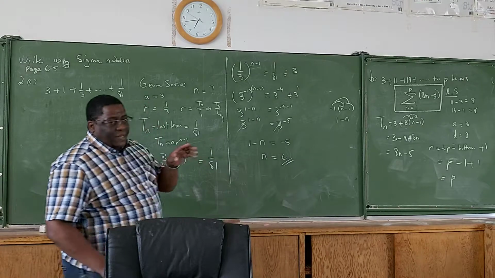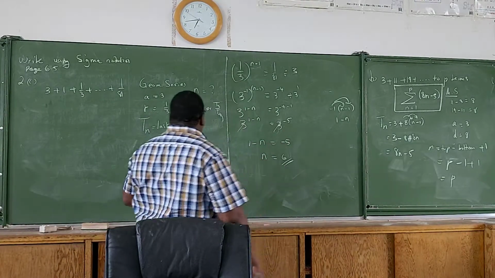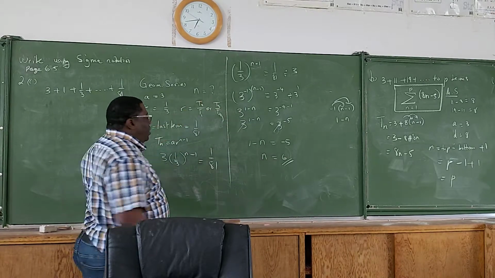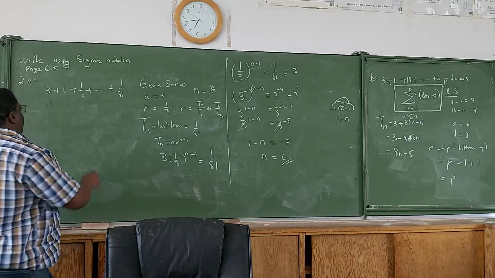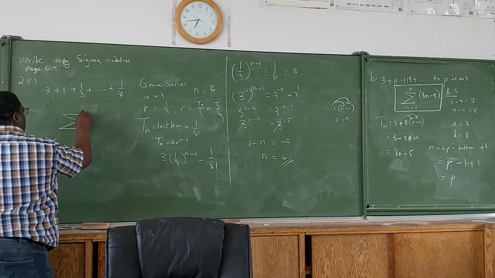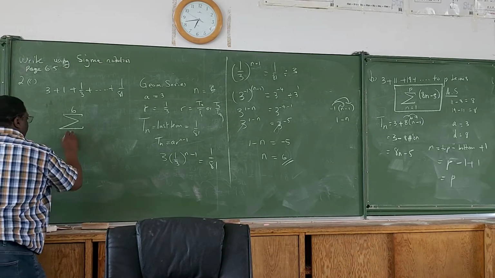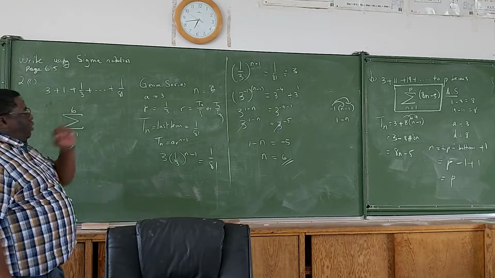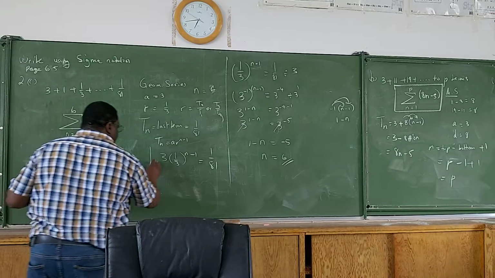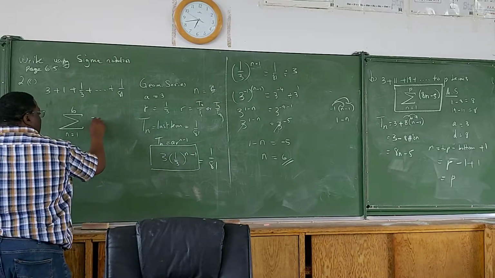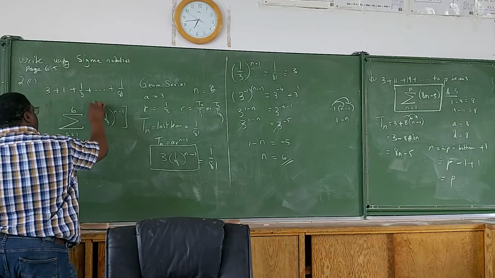Is that clear? Straightforward. So the number of terms now is 6, and now we can write it in the notation. Our notation becomes 6 on top here, with n equals 1. We have the general term here: 3 times 1 over 3 raised to the n minus 1. Straightforward. Nothing difficult.